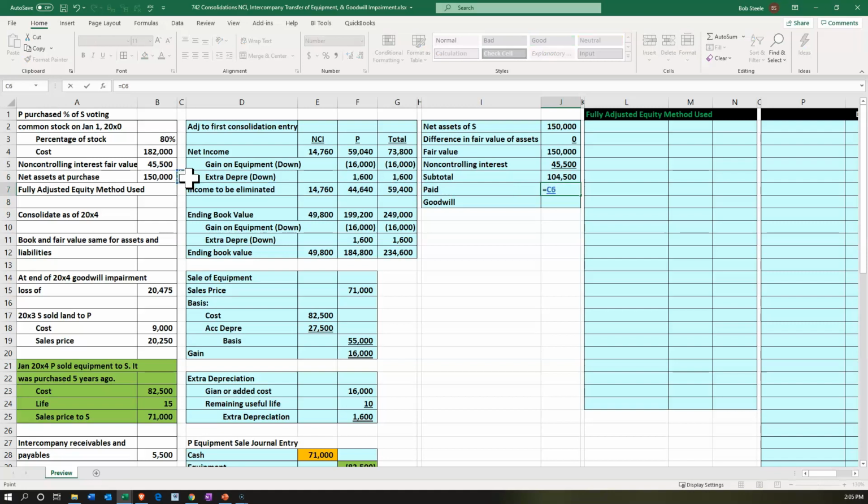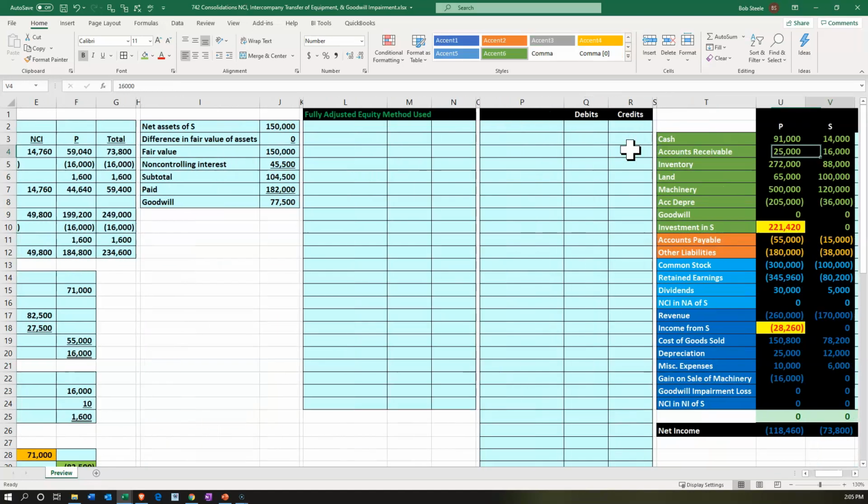But P paid, and when I say we, I typically mean P, we're the parent. Then we paid $182,000. That means the goodwill should be the 182 minus the 104.5. Therefore, there's goodwill that we're going to have to account for, $77,500. So we'll have to deal with the fact that in the current year, 5 years later, there was an impairment this year for some reason of $20,250, which is going to result in an impairment loss. We're going to consider that shortly because we'll think about that in our equity method calculation.